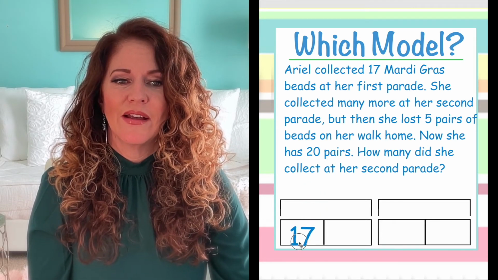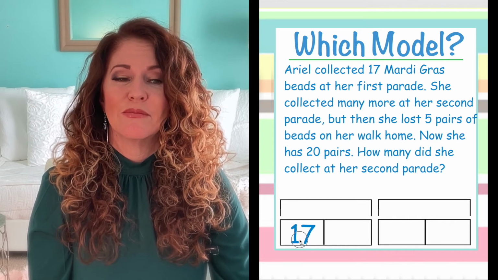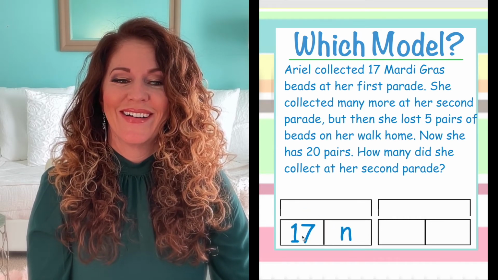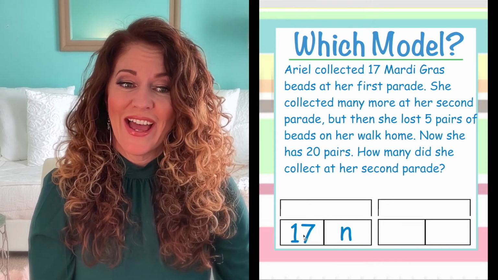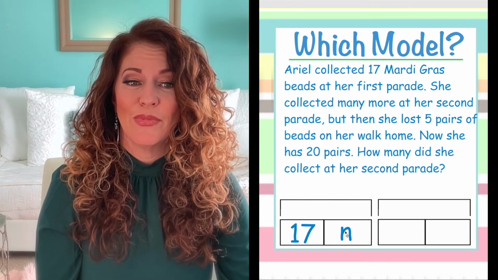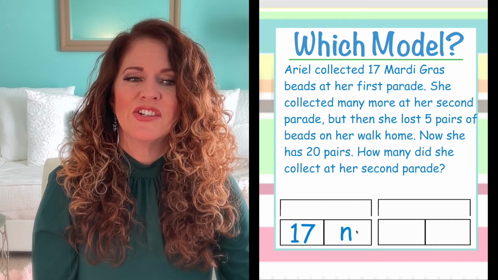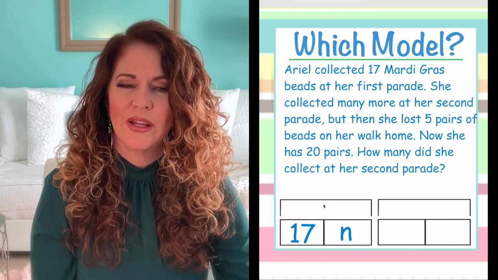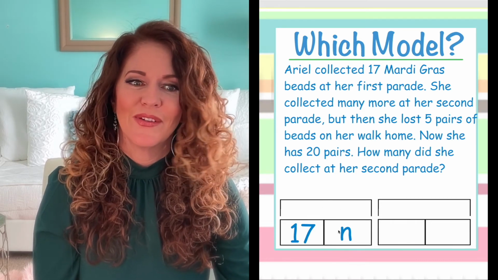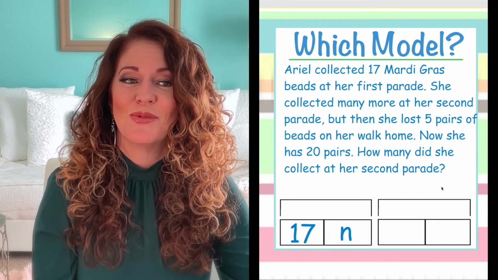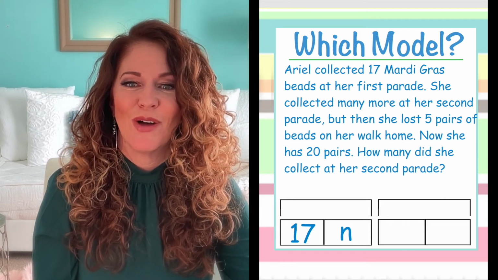Oh, wait. So she collected many more at her second parade. So that means I'm going to put together the 17 that she had in her first parade plus even more that she got in her second parade. But then she lost 5. Uh-oh. I can't show that I'm pulling 5 out on this model. So I'm now taking numbers apart, so I need to change to a second model.